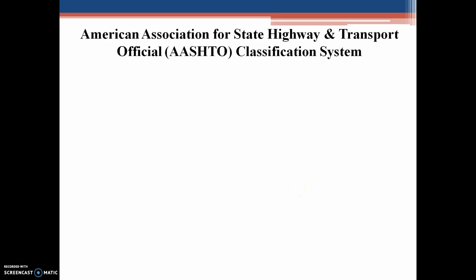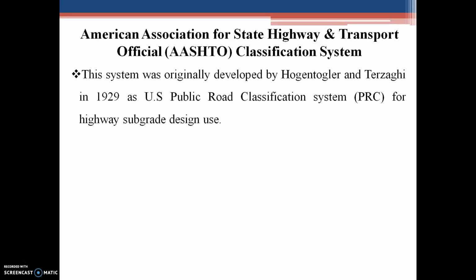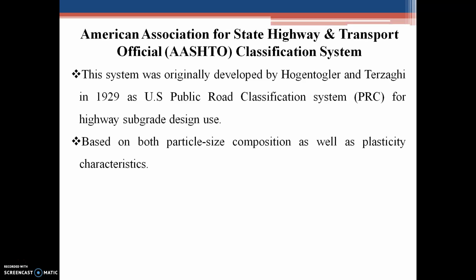Next is the AASHTO classification system, or American Association for State Highway and Transport Officials classification system. Now, this system was originally developed by Hogentogler and Terzaghi in the year 1929 as a US public road classification system, which was used for the design of highway subgrade. Now, the last two classification systems, that is particle size and textural classification system, were purely based on the particle size. But the AASHTO classification system is based on both the particle size as well as the plasticity characteristics of the soil. This system is mostly adopted for the design and construction of the pavement.